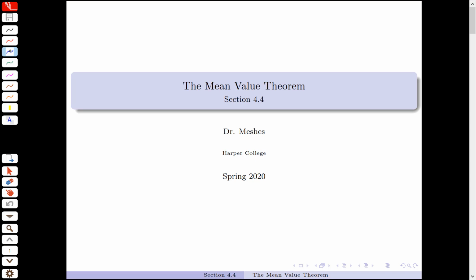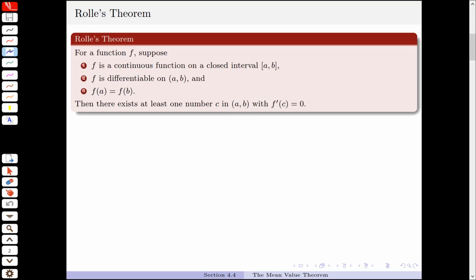So we really want to understand the idea. We're not going to focus on a huge amount of solving problems, just a few to understand what's going on. So let's go ahead and get started with Rolle's theorem. Now, Rolle's theorem and the mean value theorem are kind of the same. So we're going to think of this as a way to lead up to the mean value theorem. So let's first look at what it is.